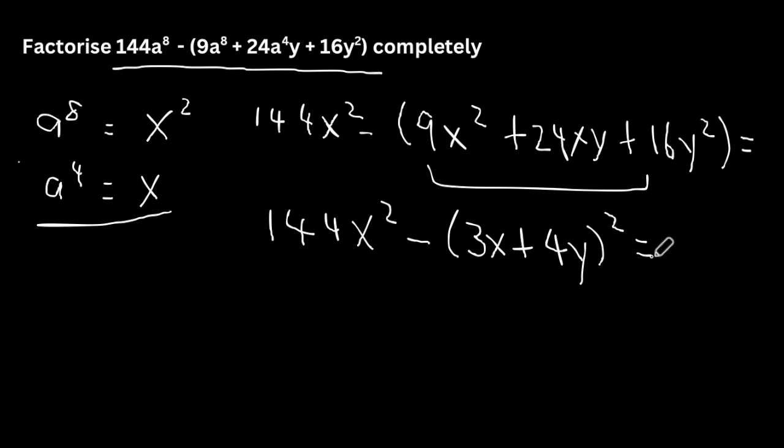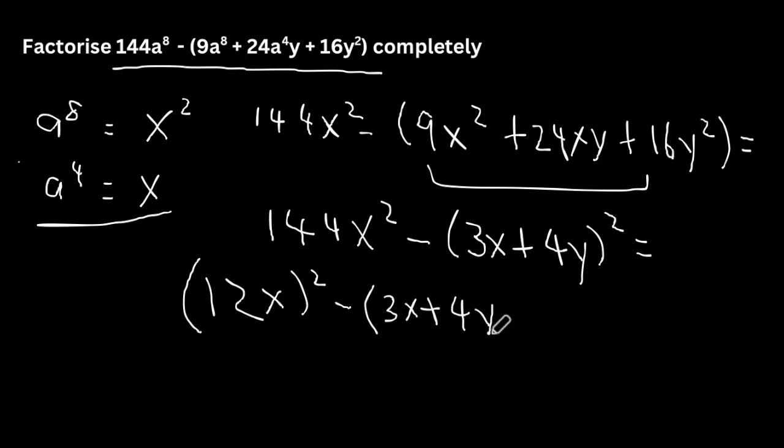And this gives me, I can factorize this further. I can get this as (12x squared minus (3x plus 4y)) squared. And we know that this is a statement of something squared minus something squared, which actually follows this formula, which is x squared minus y squared equals (x plus y) times (x minus y).